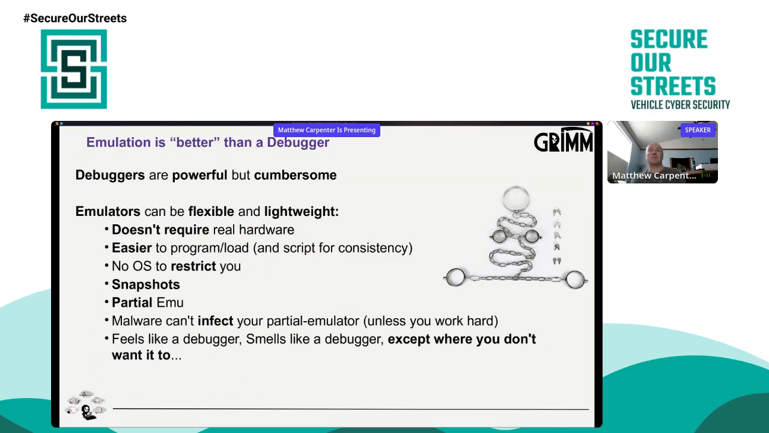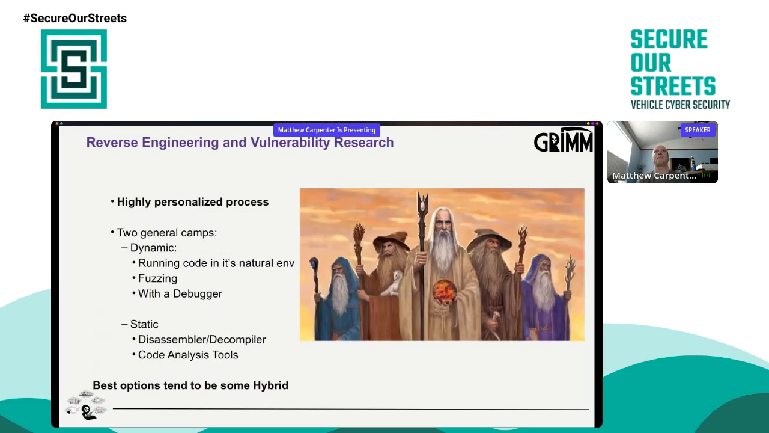Malware can't infect your partial emulator, well, unless you work hard and want it to. I have had malware infect one of my emulators once, but that was a very special case. So it feels like a debugger, it smells like a debugger, except when you don't want it to. You can change how the emulator works a lot easier than you can change a real machine running real code with the debugger that gives you some injection points into that.